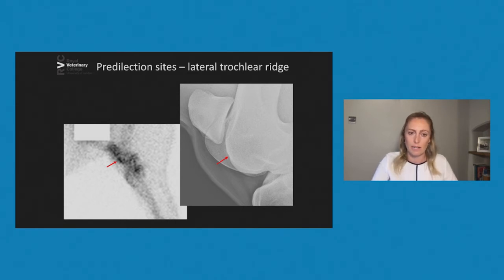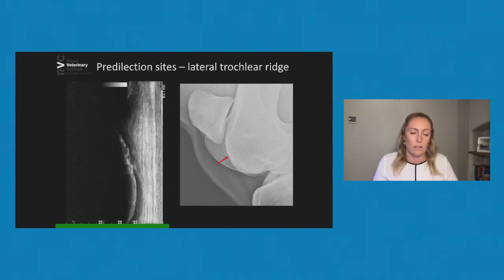So in this case, on the left, you can see a lateral projection of the left stifle, and you can see the arrows pointing to a focal, moderately increased radiopharmaceutical uptake area, or a hotspot, which corresponds to this depression on the X-ray and the lateral trochlear ridge. So it can be useful occasionally.